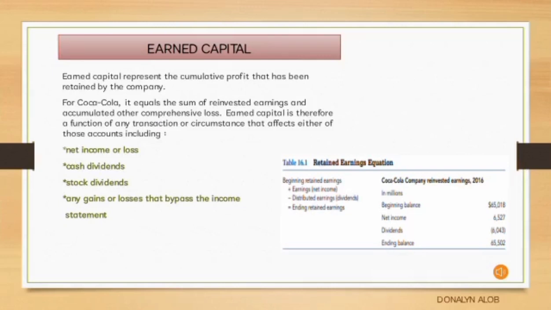Earned capital. We now examine the earned capital portion of shareholders' equity. Earned capital represents the cumulative profit that has been retained by the company. For Coca-Cola, it equals the sum of reinvested earnings and accumulated other comprehensive loss. Earned capital is therefore a function of any transaction or circumstance that affects either of those accounts, including net income or loss, cash dividends, stock dividends, and any gains or losses that bypass the income statement. Reinvested earnings are more commonly called retained earnings and encompass the first three items on the above list. The final item is captured by accumulated other comprehensive income or loss.